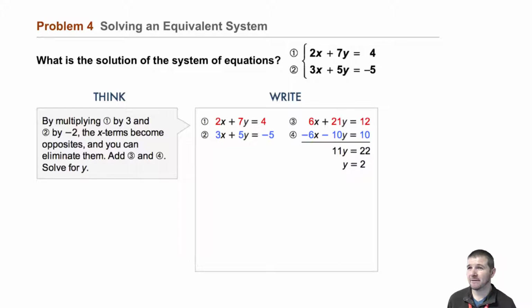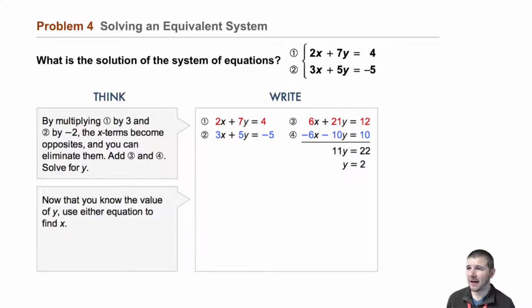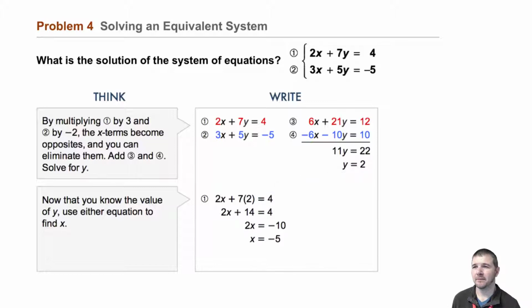Then we substitute that value 2 for y in either of the original equations, equation 1 or 2. So what you might think, now that you know the value of y, use either equation to find x. In equation 1, 2x plus 7 times 2, now our value for y, equals 4, and solve to find x equals negative 5. We can now state the solution is (negative 5, 2).